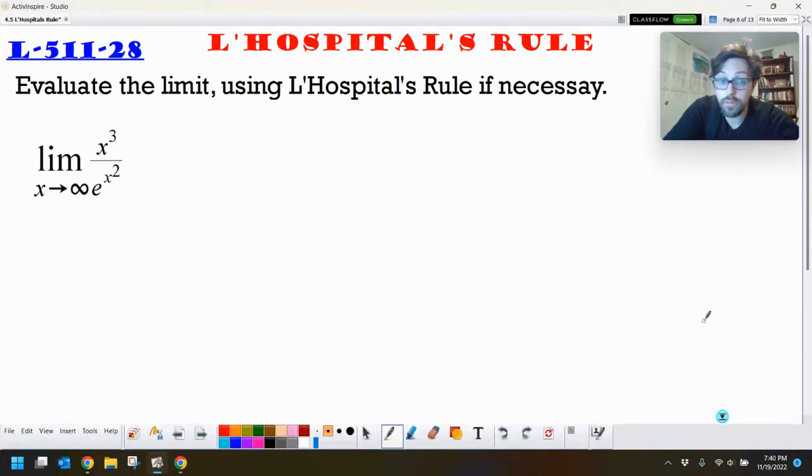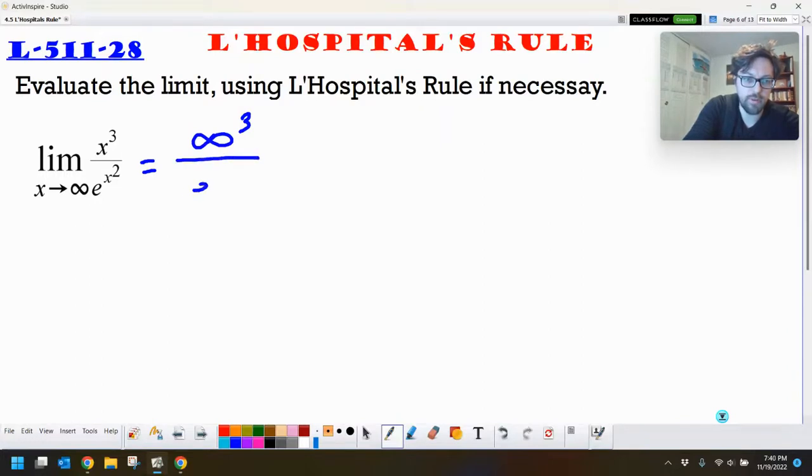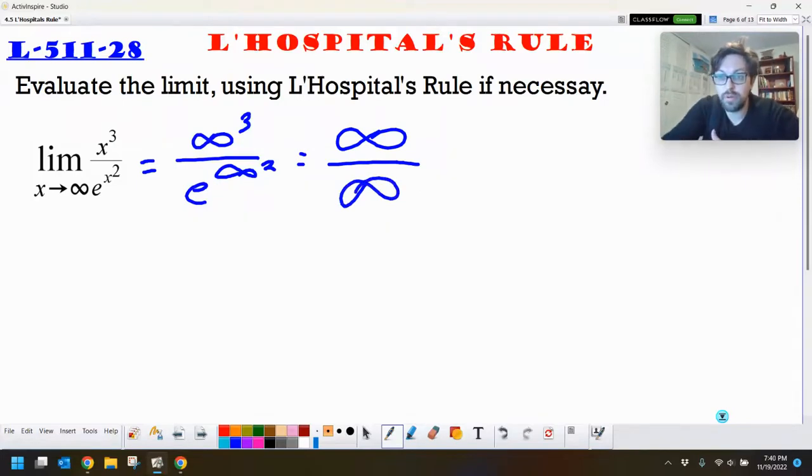Let's see how L'Hopital's rule applies to this problem. We have a limit as we're approaching infinity. Via direct substitution, we basically get infinity cubed over e to the infinity squared. So that numerator is going to be very large, and that denominator is also going to be very large. So based on L'Hopital's rule, we are all set. We've got an infinity over infinity. If one of these had been negative, we still would have been okay. So let's take a look at what's happening with our derivative.